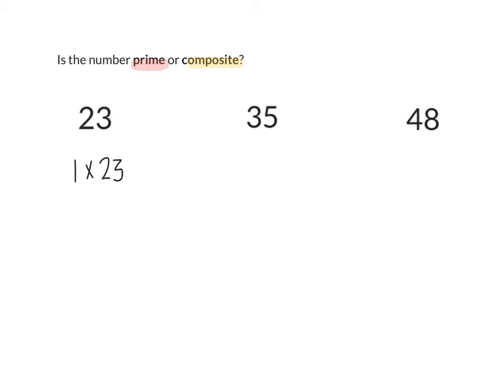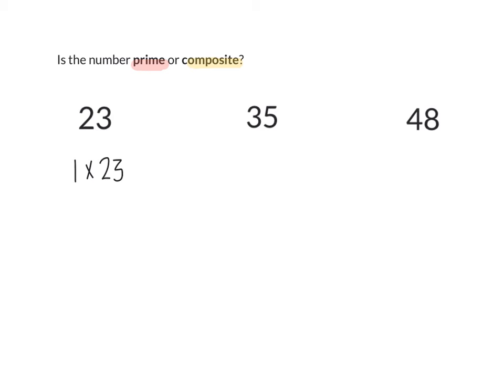Good. What about 4? How come you guys just said no? How do you know that 23 is not divisible by 4? Sparsh? Because if it's divisible by 4, it needs to be even. It needs to be even. Oh, it's not even. Okay. How do you know it's not divisible by 5?